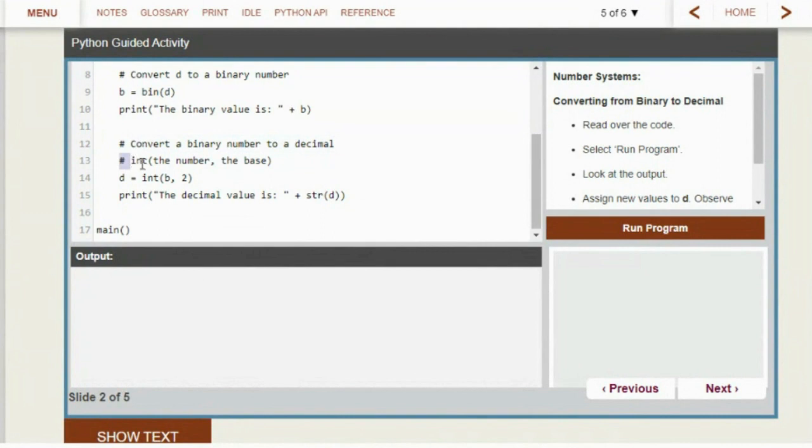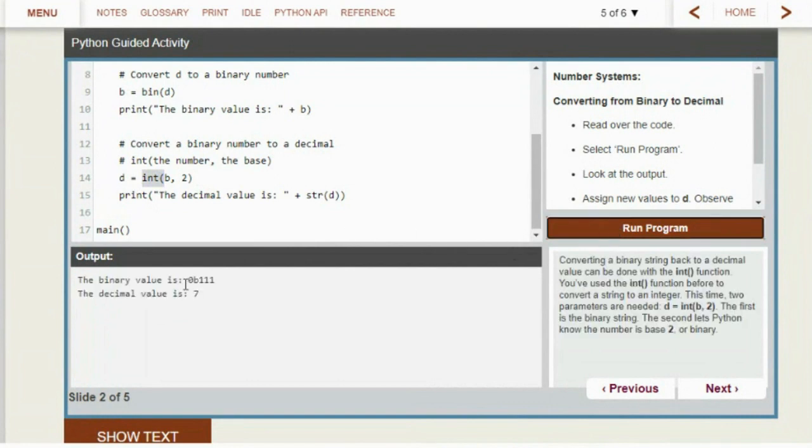So it's saying int. It works as an integer, whatever the number is, and then what base we want to use. So we're saying the integer is B, which is a variable, right? That is the binary number that we stored in B. So it's saying this binary number in base 2, which is binary. And it says print the decimal value is str(D). So this converts it to a decimal. This command right here converts it to an integer, a number that I recognize. So take this binary number that's in base 2 and make it something I can understand.